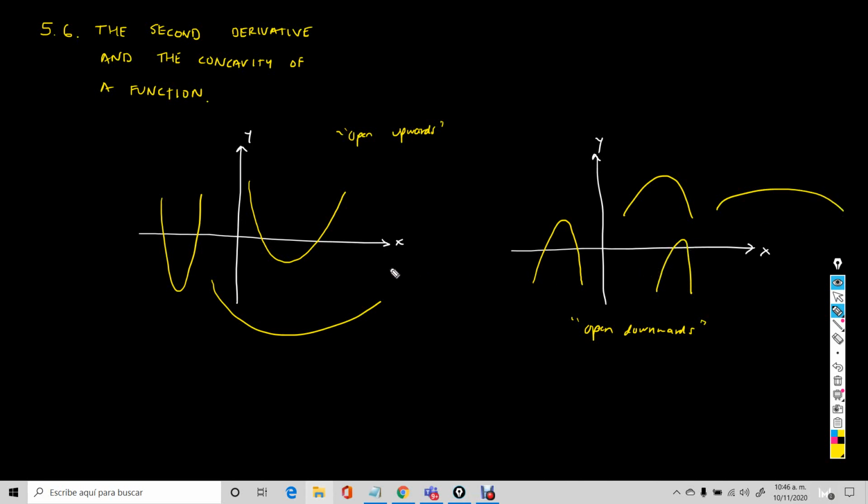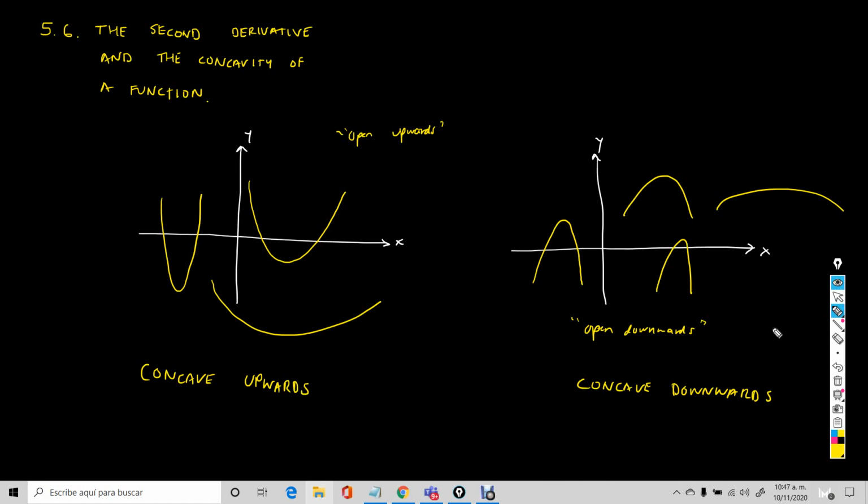Okay, very well. There's another word for this feature, and instead of saying opening upwards and opening downwards, we say that these parabolas are concave upwards, and we say that these ones are concave downwards. Okay, this is visually what it means. I'm still not telling you in very formal terms what that means, but just visually, that's what it means: concavity upwards and concavity downwards.